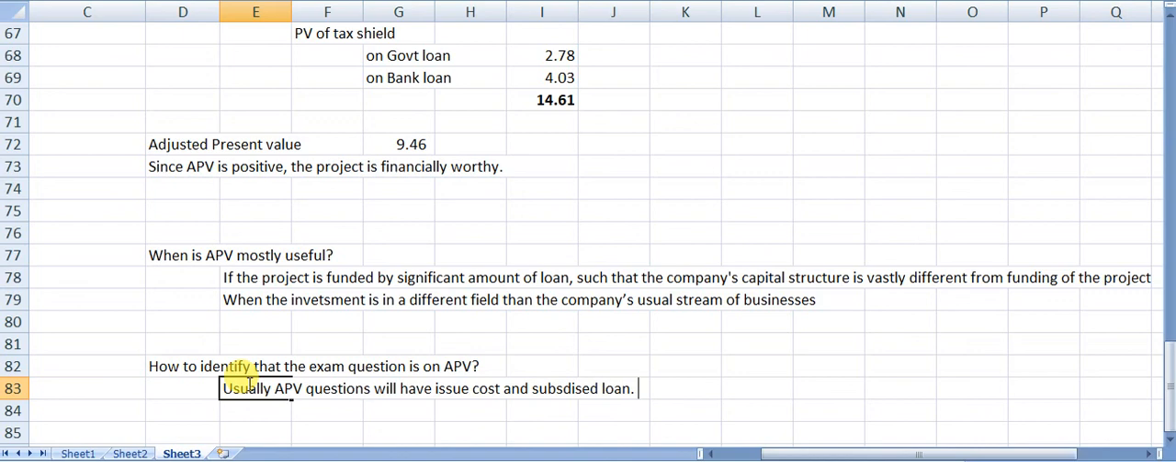So the moment you see issue cost, the moment you see subsidized loan, you must carefully read the question. Oh yeah, it looks like APV. Understand? This is an exam technique I'm telling you. When you read the question, if there is issue cost and subsidized loan, that is mostly an APV question. So there was one question, they gave data like this and they didn't tell you straightforward to use APV. They said evaluate the project. There you had to make the decision, since these conditions exist, we must better use APV. That decision you had to make. So watch out for this.